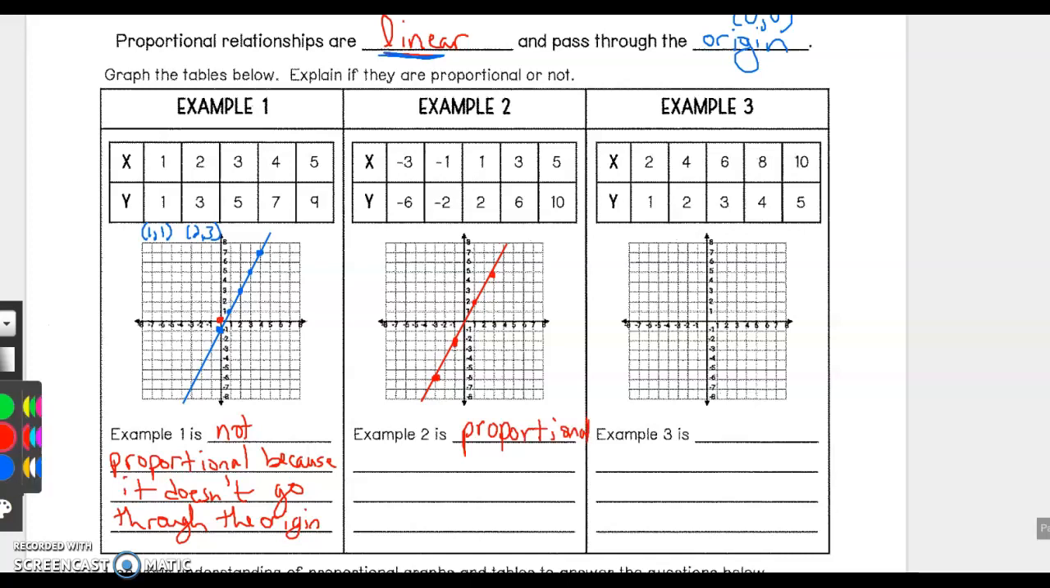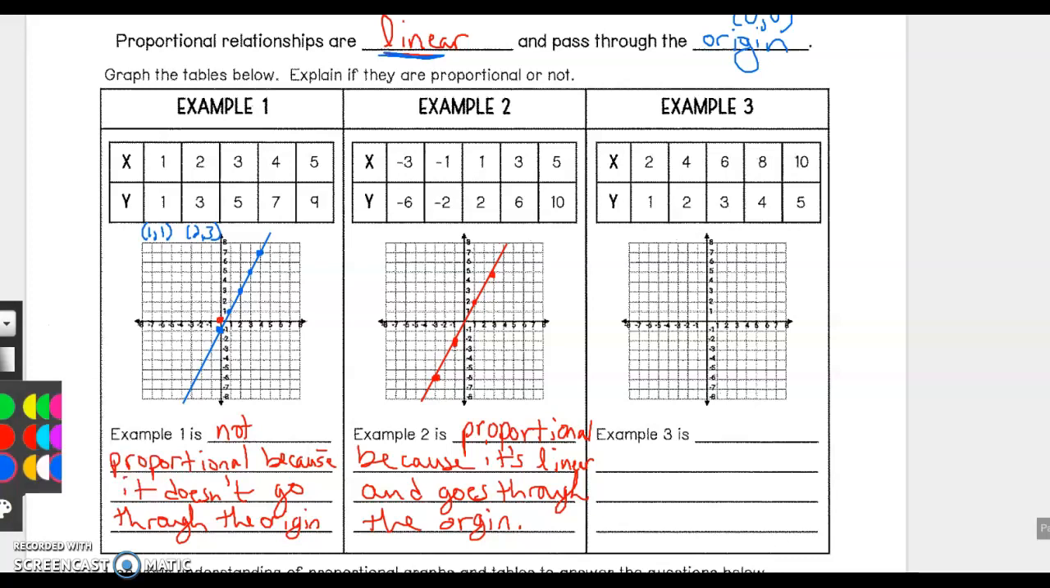Because, sorry guys, I am struggling with my writing tonight. Because it's linear. Remember, that means it's a straight line. And goes through the origin. So to be proportional, both these things must be true. Really sorry about the sloppiness, guys. Example 2 is proportional because it's linear and goes to the origin.